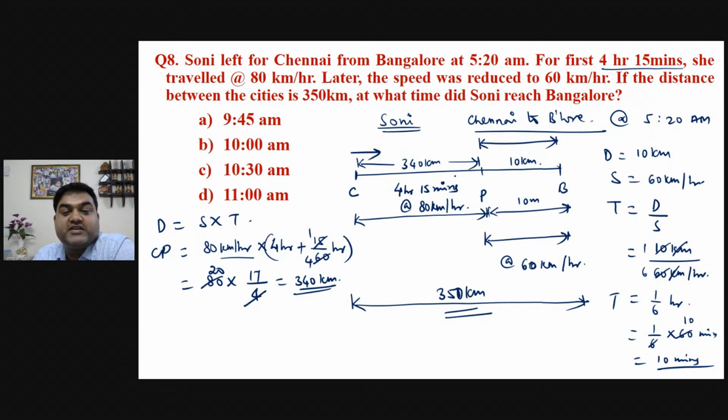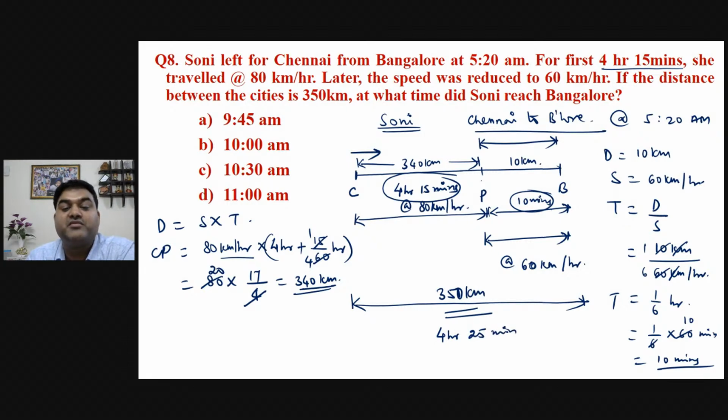Between C to P it has taken 4 hours 15 minutes. Between P to B it has taken 10 minutes, right? So what is the total time? 4 hours 15 minutes plus 10 minutes, that is 4 hours 25 minutes, correct?